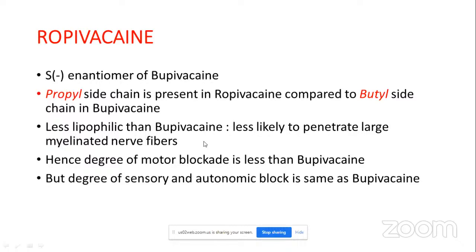So motor function will be intact. That is the walking epidural, as I told previously, with bupivacaine. Hence, the degree of motor blockade is less than bupivacaine. But the degree of sensory and autonomic block is the same as that of bupivacaine.